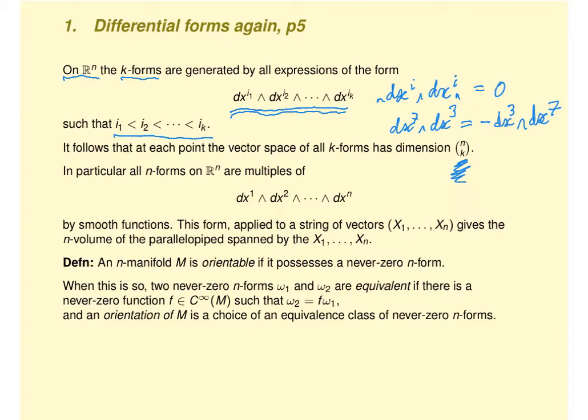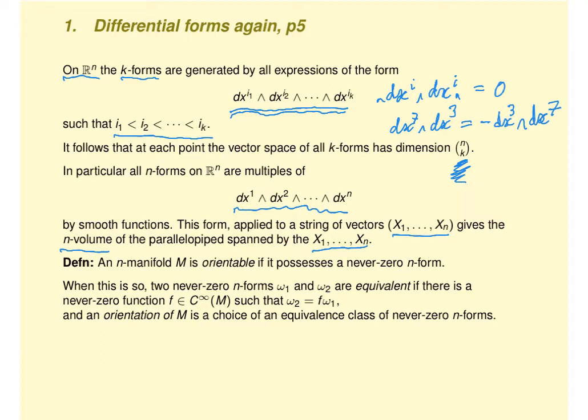The top case is n-forms on Rn, and these are all multiples by smooth functions on Rn of this one n-form here, dx1 wedge dx2, all the way up in increasing order to dxn. And this is, if I plug in a string of vectors x1 up to xn, then what I'll get out is the n-volume of the parallelepiped which is spanned by the x's. And this is a signed volume. It could be negative or positive. If there are repetitions among the x's, then of course it'll be 0.